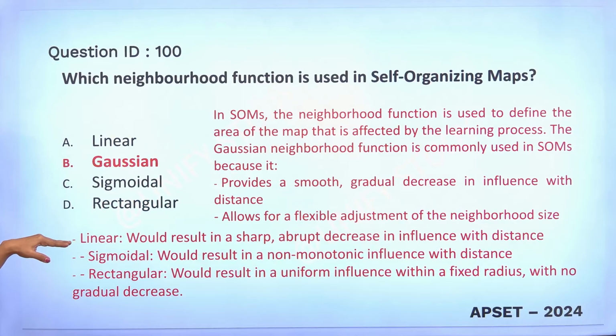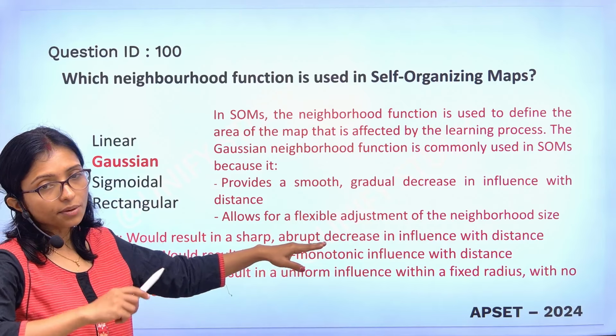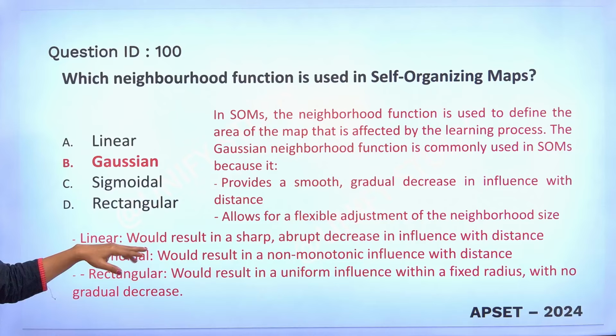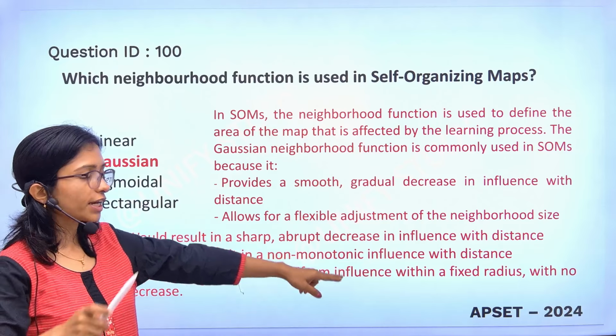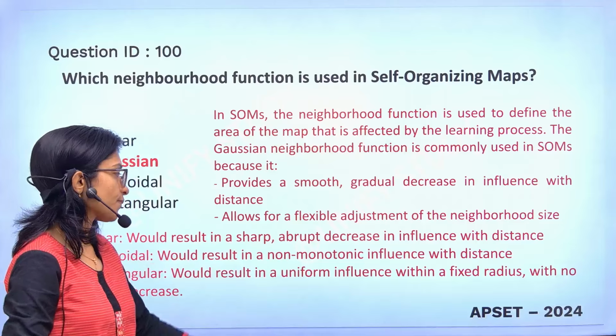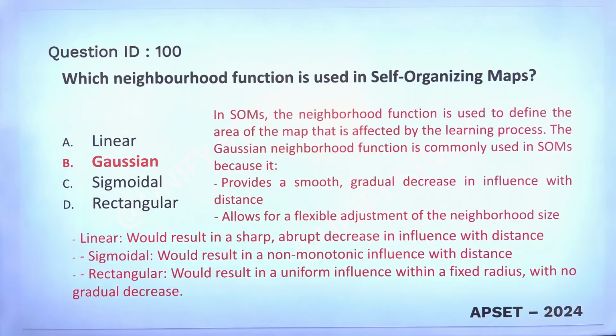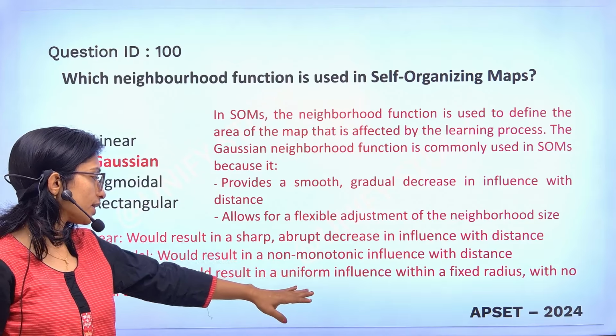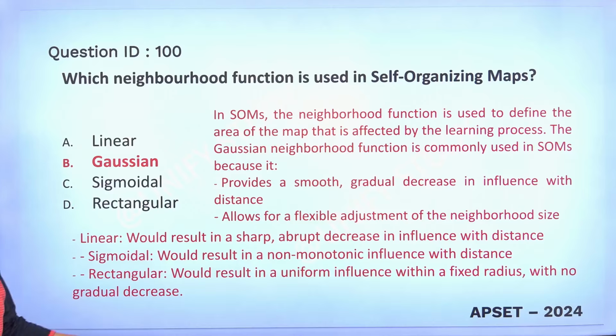Linear is not useful because it would result in a sharp change. Linear means very frequently changing, right? And sigmoid would result in non-monotonic influence because the sigmoid curve is like this. Rectangular results in a uniform influence with a fixed radius and no gradual decrease. That's why we will go for Gaussian. Okay.